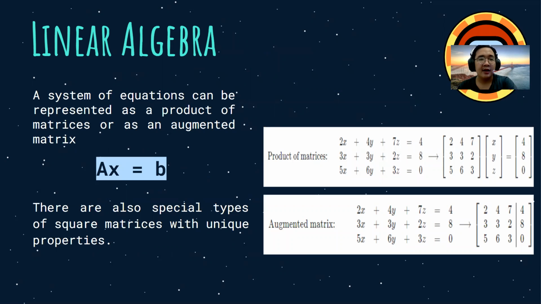Linear algebra. A system of equations can be represented as a product of matrices or as an augmented matrix, Ax equals b. There are also special types of square matrices with unique properties. For an example of linear algebra, you can see the picture in this slide.